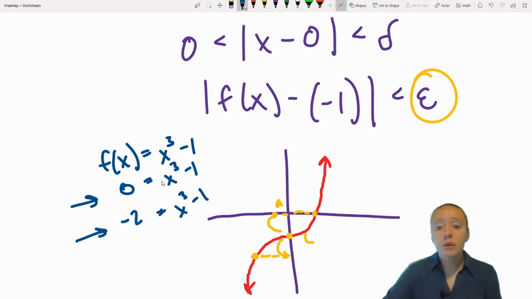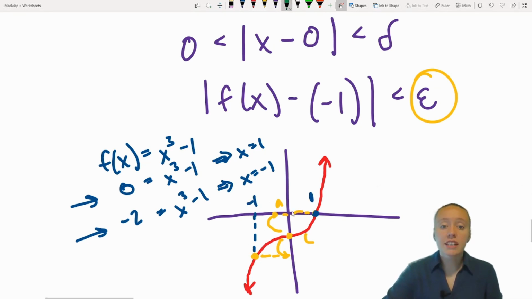So when 0 equals x cubed minus 1, if I add 1 to the other side and take the cube root of that, then I'm going to get a value of x equals 1. So I know that this x value is 1. What is this x value when I'm at -2 in the y? Well, if I added 1, I would get -1 equals x cubed. Taking the cube root of that, that would be that x is equal to -1. So then you can see that I have an x value of -1.